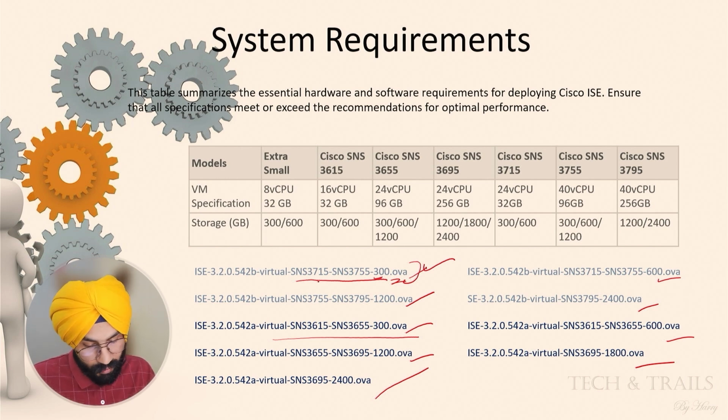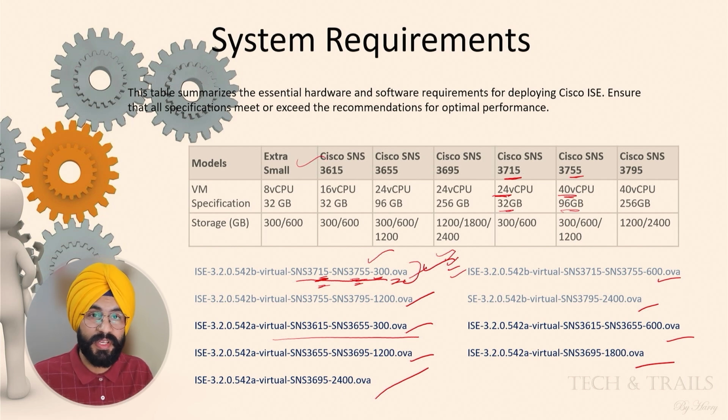Now I will have the option to choose between the CPU and memory. As you say, 3715, 3755, 3715, 3755. These two have different CPU or RAM options. So during deployment, I will get those options to select which one I want to choose. Or there will be some extra small options also, I can choose that also. So those options are available to go with.